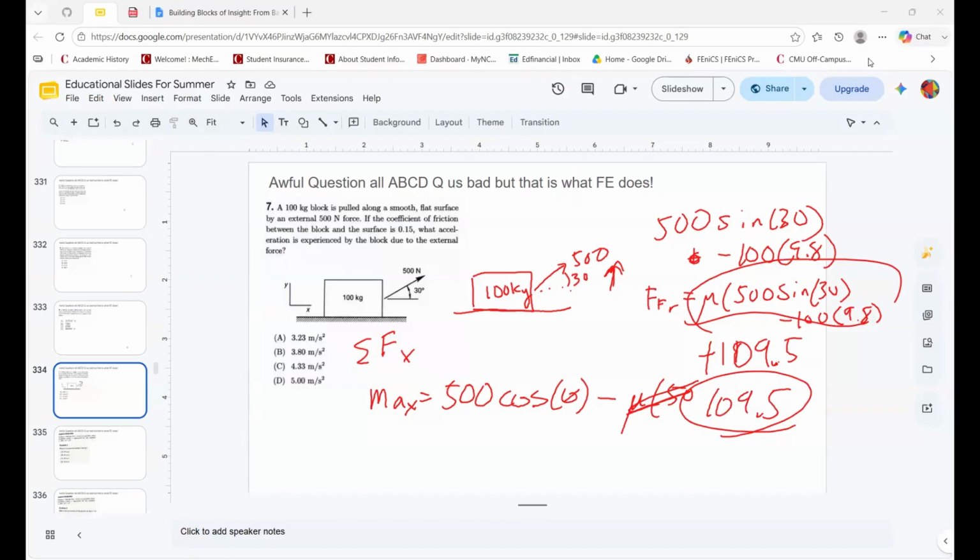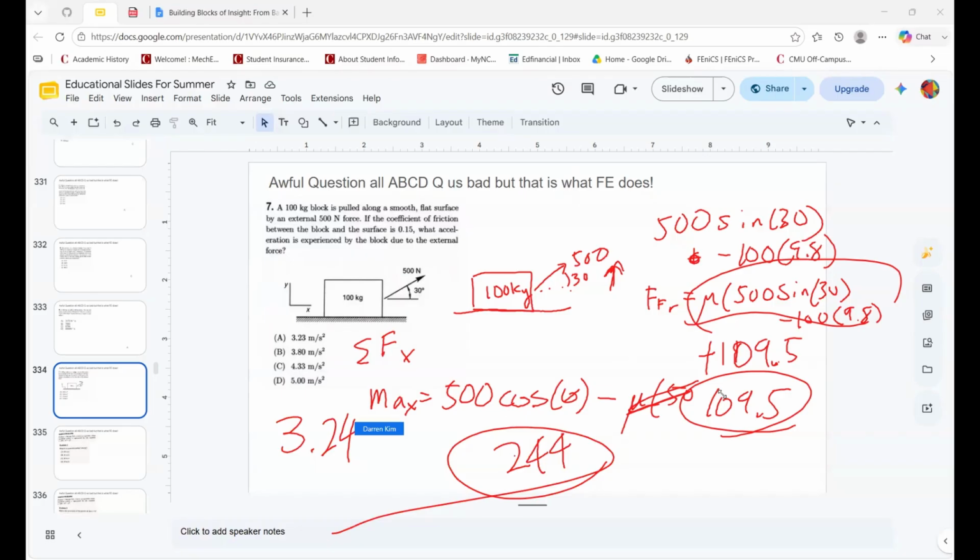So I get 244. You might be thinking, great, we're done. No, we have to divide that by 100, which is 2.4. That's not an answer. Did I do something wrong? Probably. 500 cosine 30. I did cosine 0.5, didn't I? I don't know where my brain went, but dividing by 100, I get 3.24, but I think I rounded it wrong, so it is A. Yeah, that was a slight mistake there.